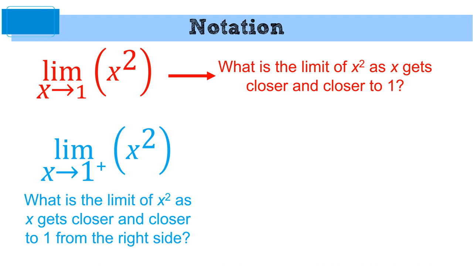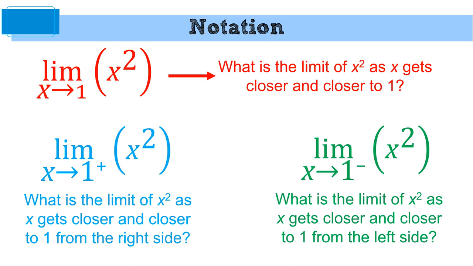Now notice the only difference between the red and the blue is that little plus sign. And notice where the plus sign is. It's not plus 1, it's 1 plus. That means, what's the y value of the function when I approach the x value of 1 from the right-hand side, from the more positive side? And then, of course, if you can come from the right, you can also come from the left.